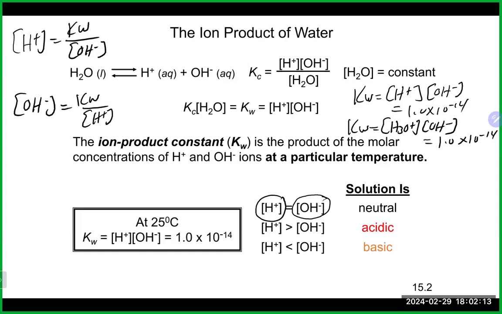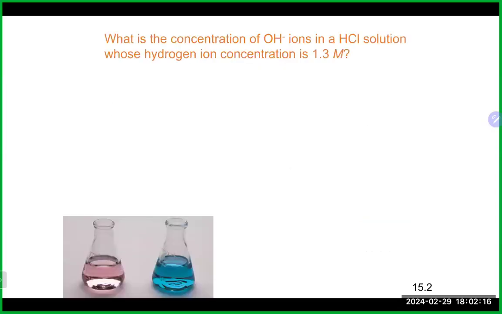So let's try. What is the concentration of hydroxide in an HCl solution that has an H plus concentration of 1.3, and determine is it acidic, basic, or neutral? So grab your calculator, make sure you know how to punch it in correctly. Alrighty, so we are looking for the OH minus concentration. We are given the hydrogen ion concentration of 1.3.